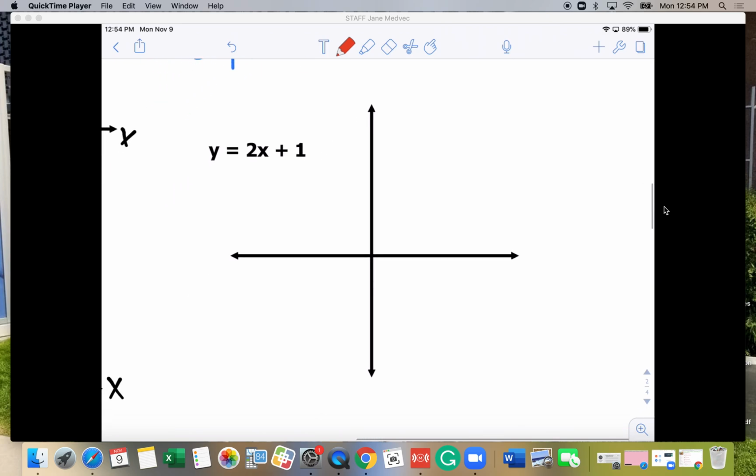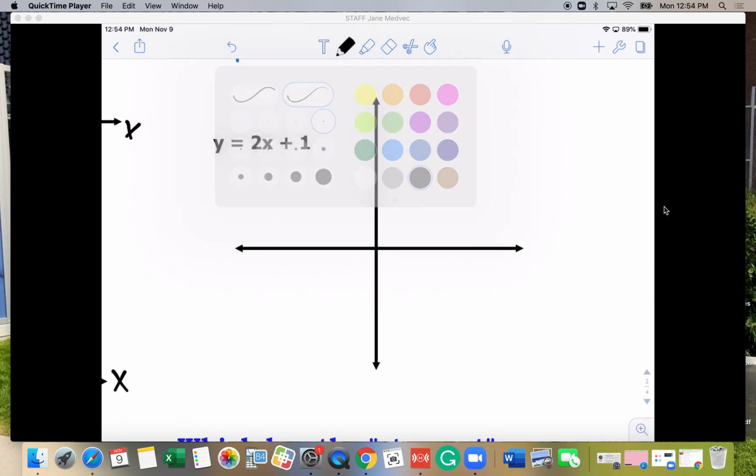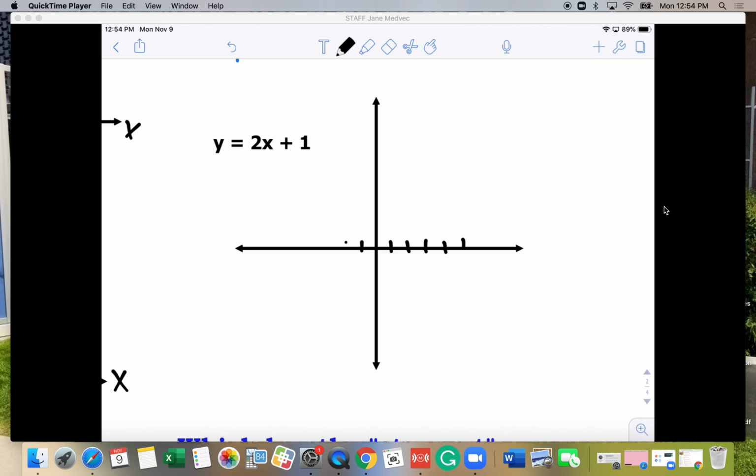Now let's graph this last one. I'm going to put in my hash marks. My m is the number in front of x, and you're going to notice that it's 2. It's kind of hard to do slope when it's just 2, so I'm going to put it over 1. If it's a whole number like 2, just put it over 1. And then my b is the number off to the side, which is 1.